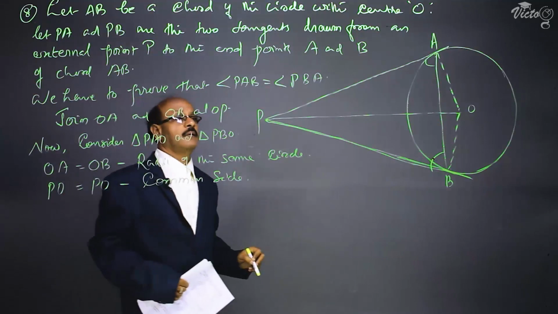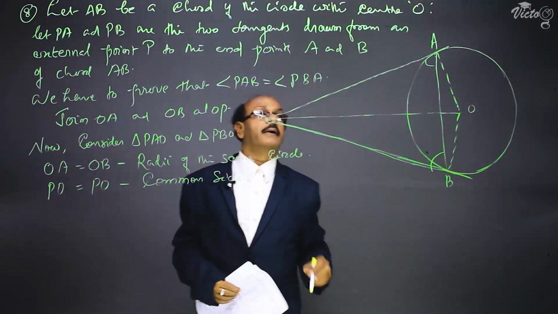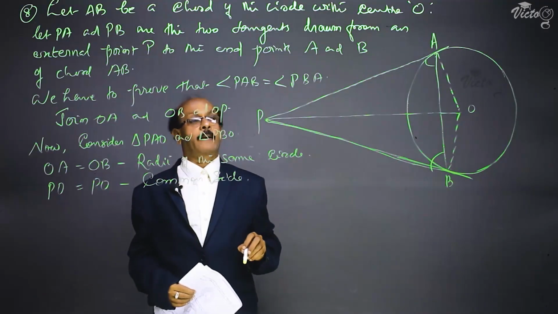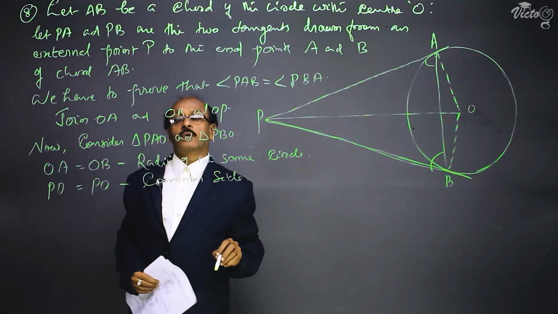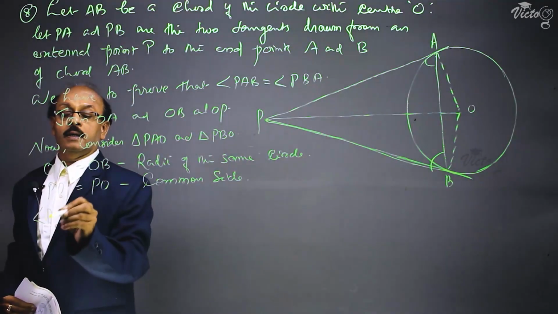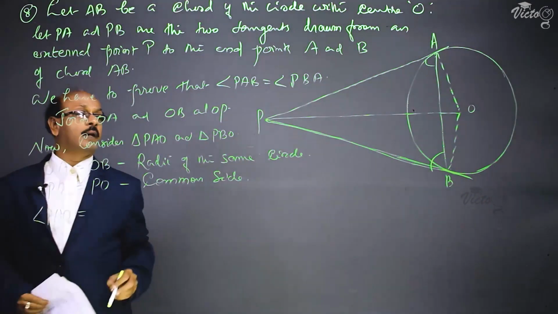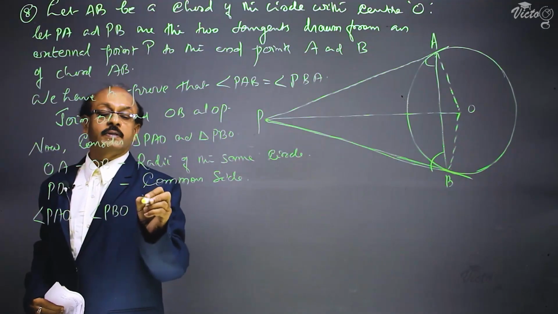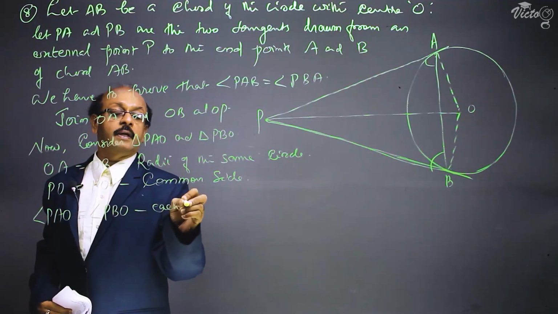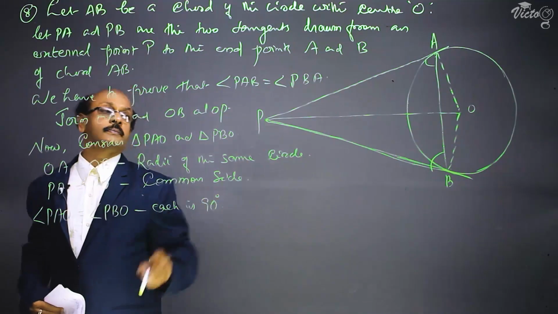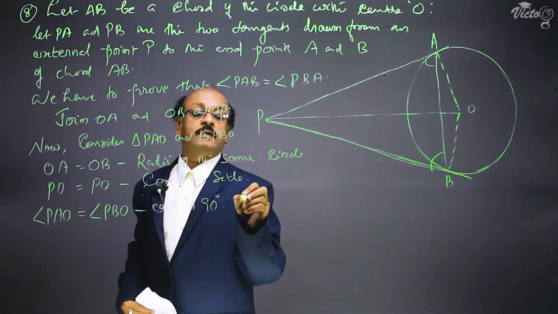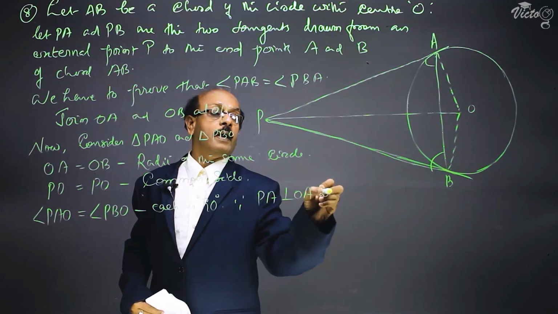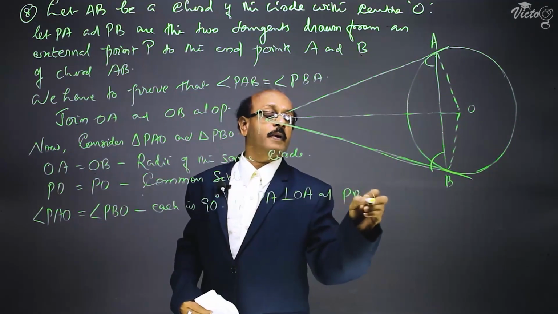Now, PA is a tangent and OA is the radius containing the point of contact. Therefore, PA is perpendicular to OA. Therefore, angle PAO is equal to 90 degrees. Angle PAO is equal to angle PBO. Reason: each is 90 degrees, since PA is perpendicular to OA and PB is perpendicular to OB.